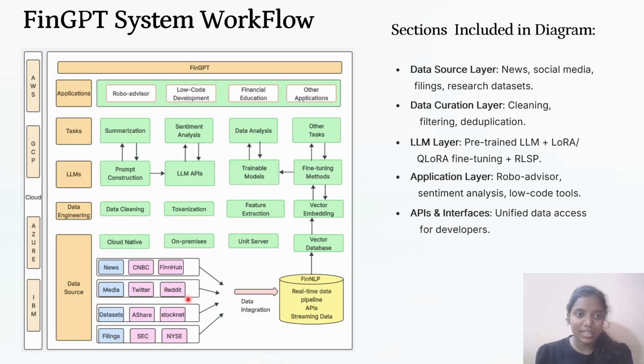The data from the data source is collected and sent to the data engineering layer, in which data cleaning, tokenization, feature extraction, and vector embedding is done. Then we have the LLMs layer, where prompt construction, LLM APIs, trainable models, and fine-tuning methods are done. Also, under LLMs, we have tasks which are summarization, sentiment analysis, data analysis. And at the topmost, we have the applications layer, where the data that is extracted from the data source layer, then cleaned and trained for LLMs, is used in applications like robo-advisors, low-code development, and financial education.